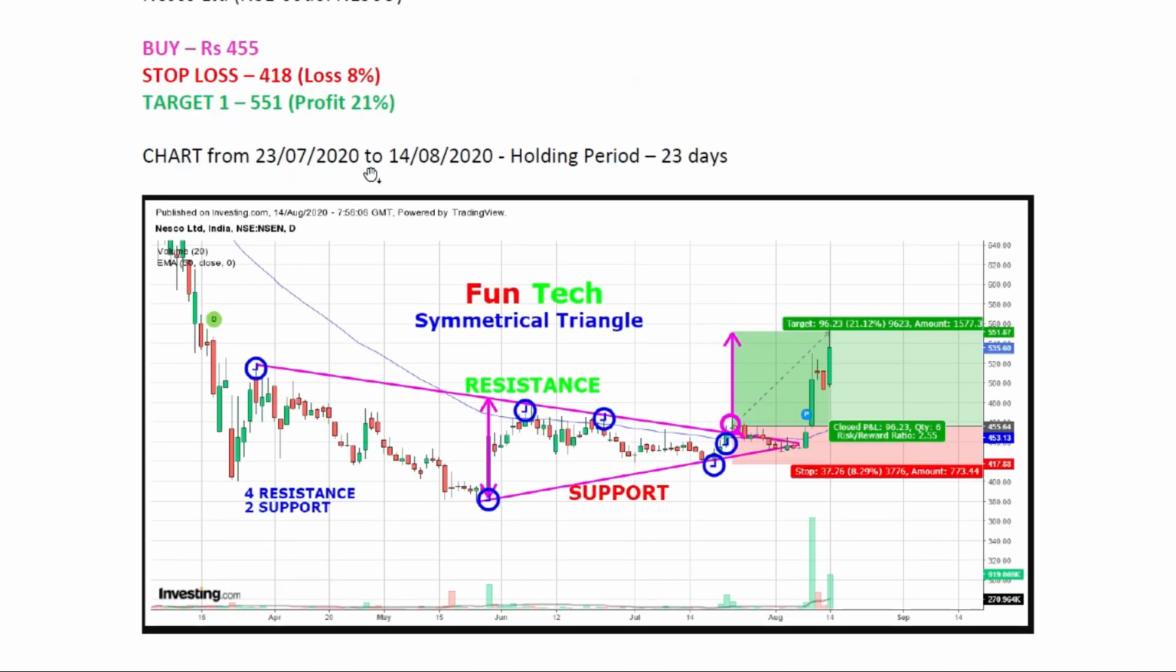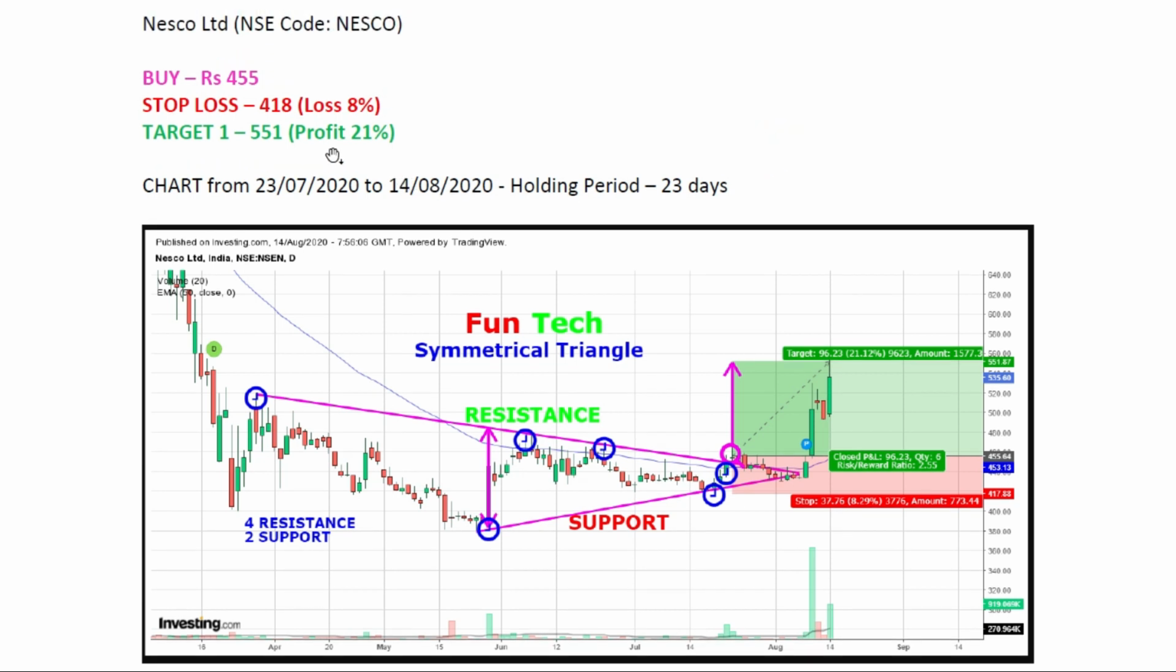This chart is Nesco, and we bought on 23rd of July 2020, and it hit the target today, that is 14th of August 2020. So the holding period is around 23 days and the profit percentage is 21%.